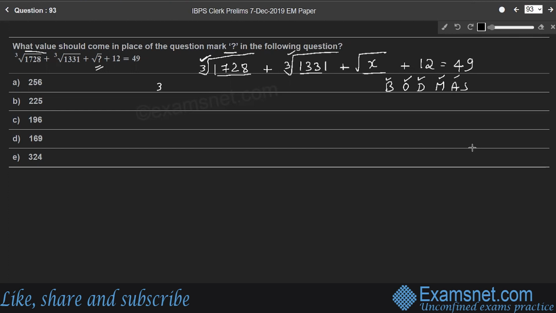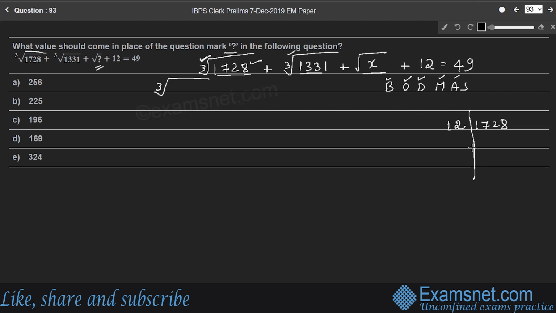So here we are expressing the number 1728 as a product of three numbers. For that we need factors of 1728. So it is the cube of 12. So the cube of 12 is 1728. For the verification of the answer I am doing it here.